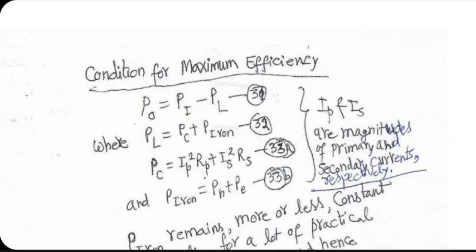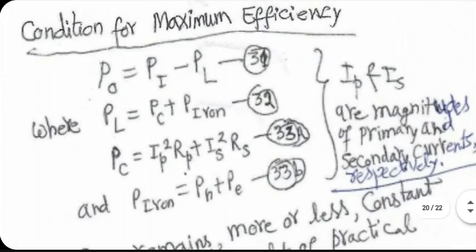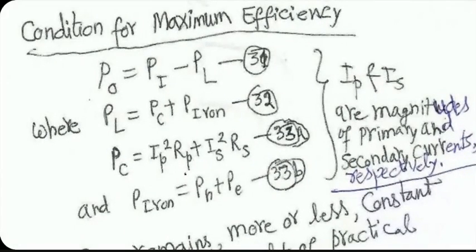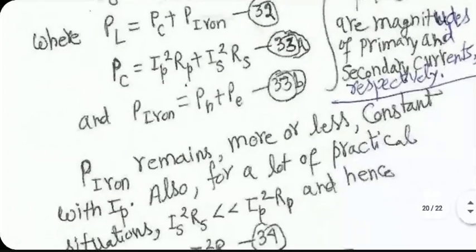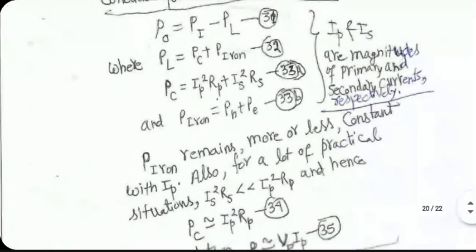And iron loss has got two components, one component due to hysteresis, other due to eddy currents. I'm calling them PH and PE. Now, P iron remains more or less constant with IP. I told you that. It doesn't change. The core more or less needs the same flux, and it keeps drawing that much amount of current that it needs. You can keep playing with the load as much as you want. Core will not care too much.